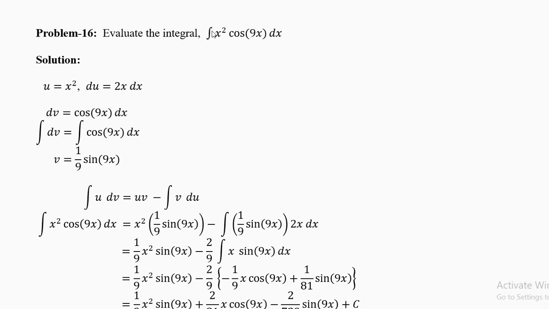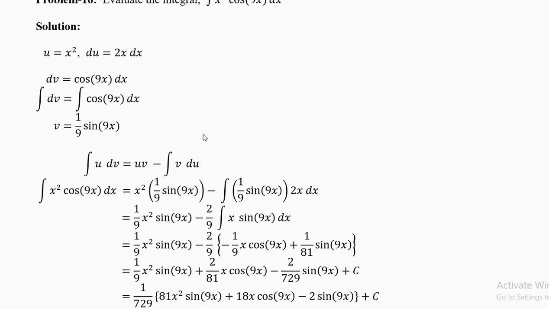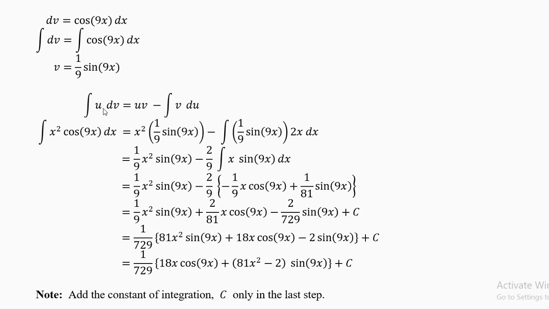You have to adjust all of them. So u equal to x squared, dv equal to cos 9x dx. Now integrate, you will get v equal to 1 by 9 sine 9x, u equal to x squared, du equal to 2x dx. Integral u dv equals uv minus integral v du. U equal to x squared, v equal to bracket 1 over 9 sine 9x. Open the bracket, you will get 1 by 9 x squared sine 9x.